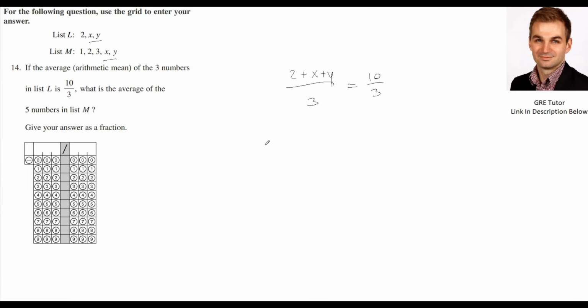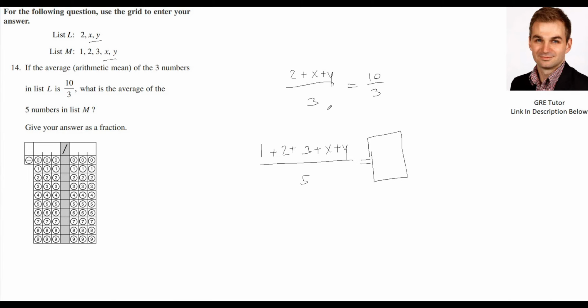So the formula for this is going to be 1 plus 2 plus 3 plus x plus y over 5 equals, and we're trying to find this guy right here. So how do we find this? Well, this is one of those things where they make it a little bit harder because they don't actually give you a situation where you can solve for x or solve for y. And that's kind of what you want to do. You want to be able to solve for one variable. But what you should do in this case is solve for a combination of variables.